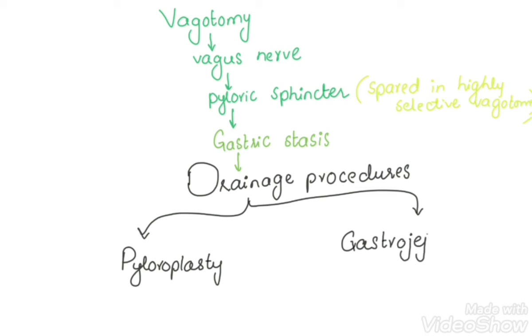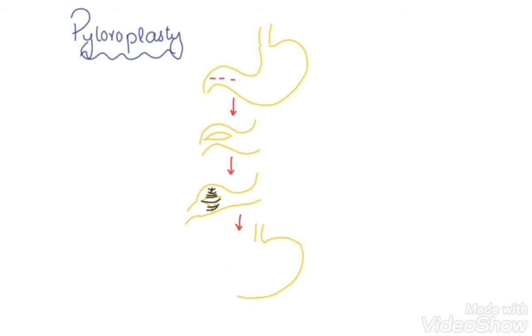Pyloroplasty simply means widening of the pylorus. Gastrojejunostomy is anastomosis of stomach to the jejunum. In pyloroplasty, a longitudinal incision along the pylorus is applied. It is opened and then sutured back in a transverse manner. This helps to open and widen the area of the pylorus, and so even after vagotomy there is no gastric stasis and food can easily pass down.